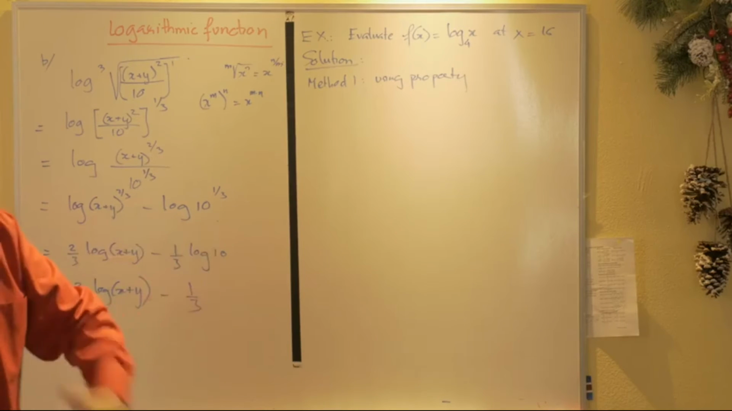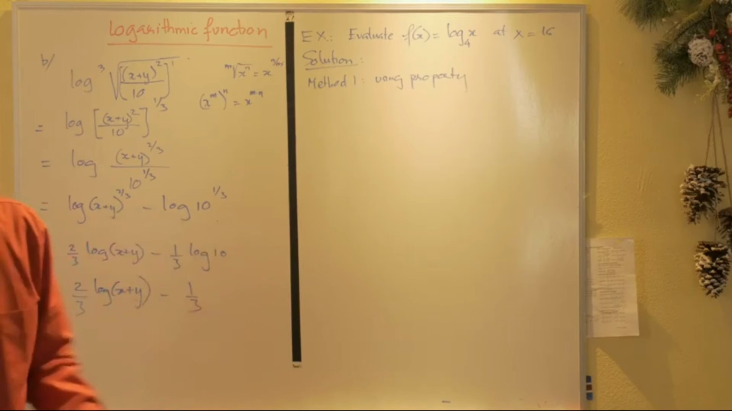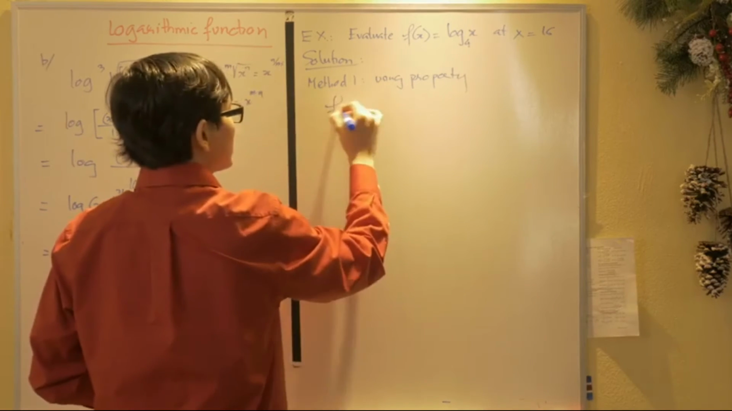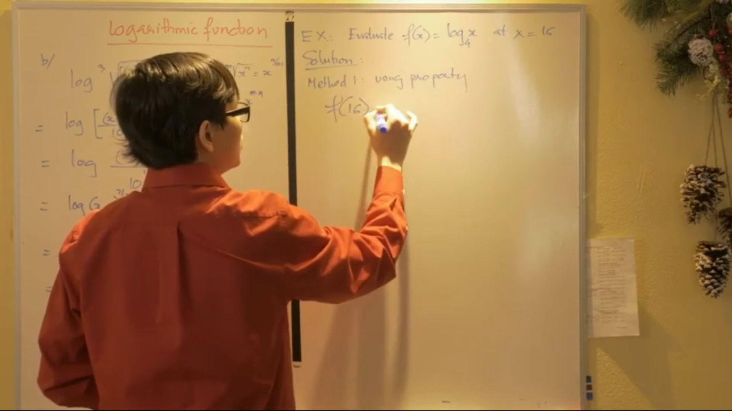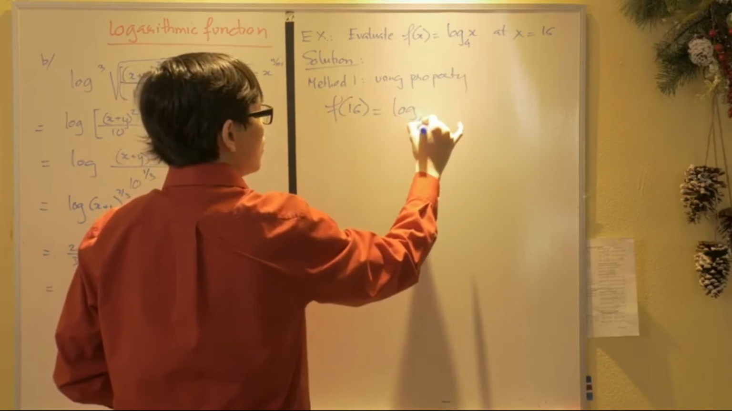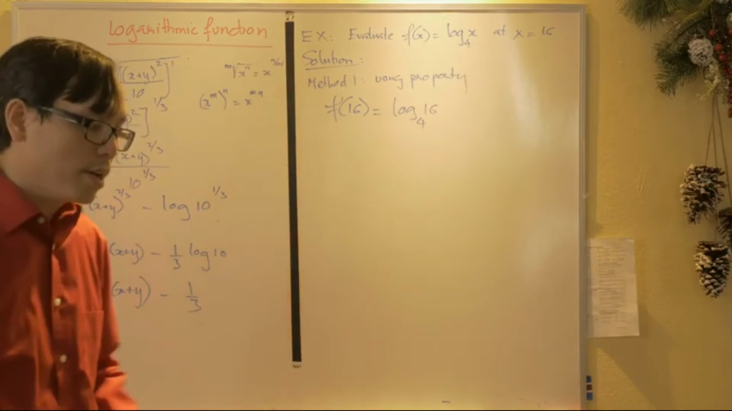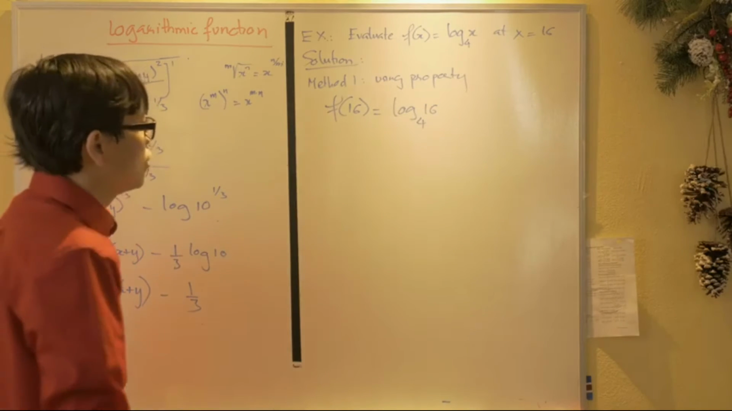So if you want to evaluate the function, you just need to plug the values in. You just need to plug the 16 in. So f of 16 equals log base 4 of 16. I replace the x with 16. It's the same thing as you do with any other kind of function when you evaluate it.